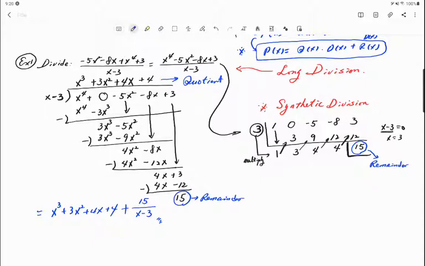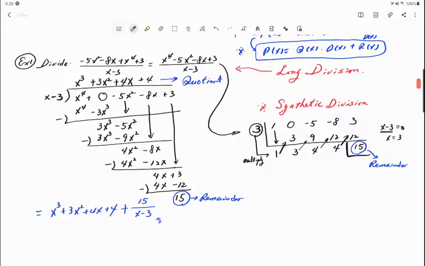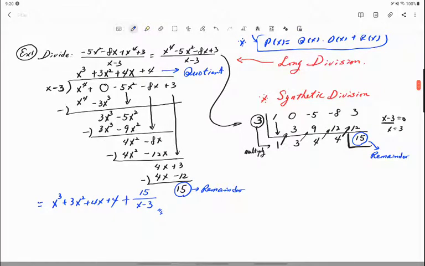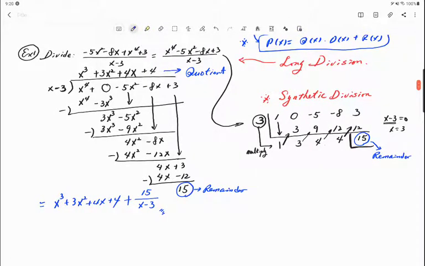All right, so we have the same remainder, right? 15, and then we have 4 terms, 4 coefficients. Then these are the coefficients. The last one is the constant. This is the coefficient of x, variable x. This is the coefficient of x squared, and this is the coefficient of x cubed. All right.